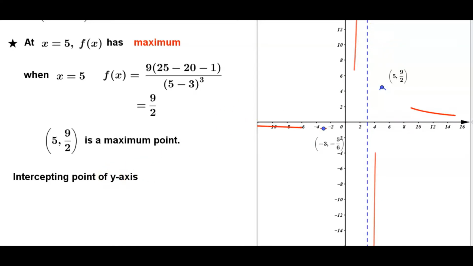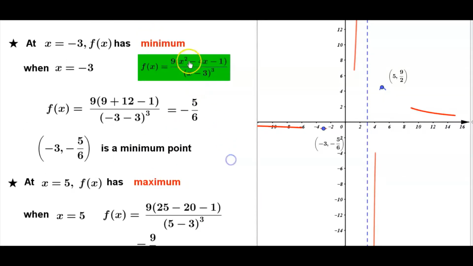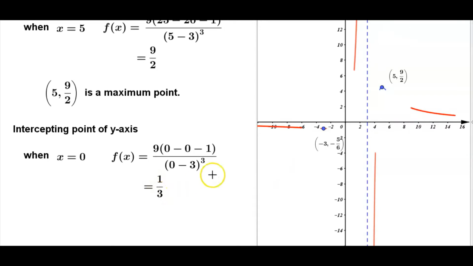To find the y-intercept, we substitute x equals 0 in the function f(x). When x is equal to 0, this one 0, this one 0, this one minus 9 over minus 3 to the power 3. Therefore, this one is 1/3. Our y-intercept is (0, 1/3). Maybe here, the y-intercept.